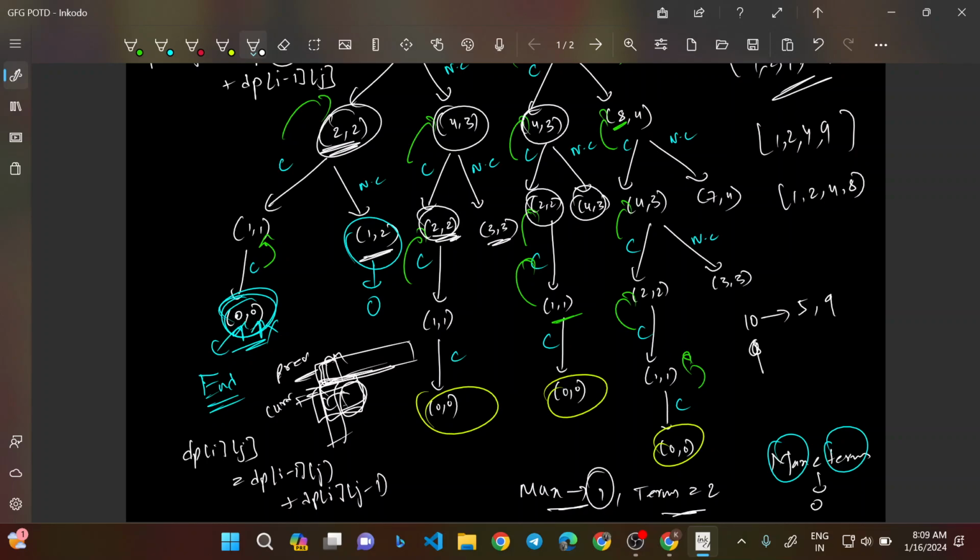If I'm working on 9, what are the values that I'm depending upon? 9 by 2, that is actually 4, and 9 minus 1, that is actually equal to 8. So if I'm working on 8, what are the values that I'm going to depend upon? 8 by 2, that is actually equal to 4, 8 minus 1, that is actually equal to 7. So for each and every row, there are certain values that it depends on. So 5 and 9 for 10, 4 and 8 for 9, 4 and 7 for 8.